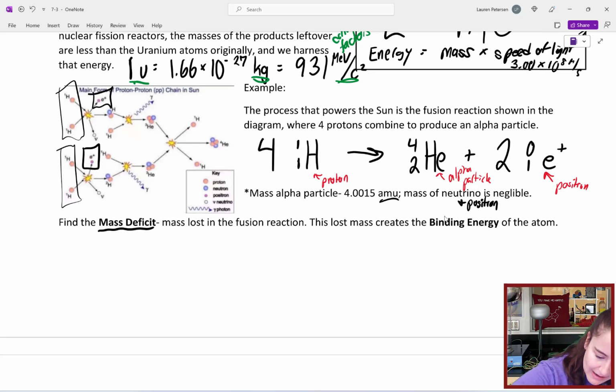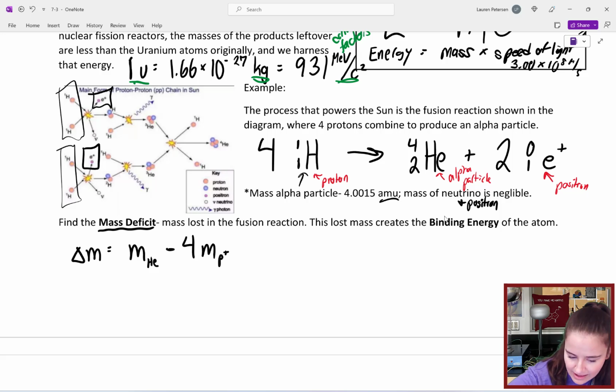For the mass deficit, I normally do it as change in mass. In this case, it'll always be reactants minus products because you want to know the lost mass. If you do products minus reactants, you just get a negative number, which I guess makes sense because it's lost mass. So let's do it that way. The change in mass will be the mass of the helium nucleus minus 4 times the mass of the proton, aka that 1,1 hydrogen.